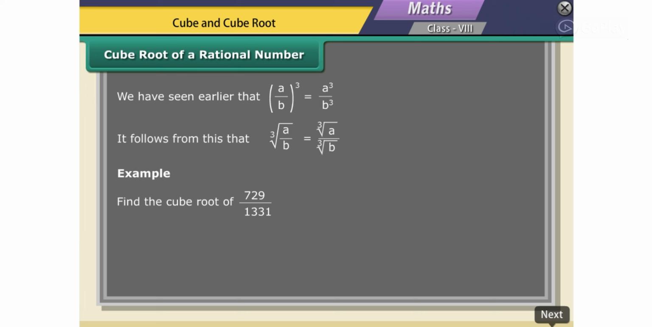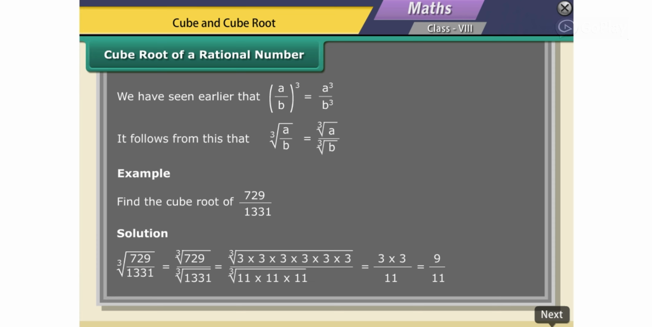Example: find the cube root of 729 upon 1331. Solution: cube root 729 upon 1331 is equal to cube root 729 upon cube root 1331, is equal to cube root 3 into 3 into 3 into 3 into 3 into 3 upon cube root 11 into 11 into 11, is equal to 3 into 3 upon 11, which equals 9 upon 11.